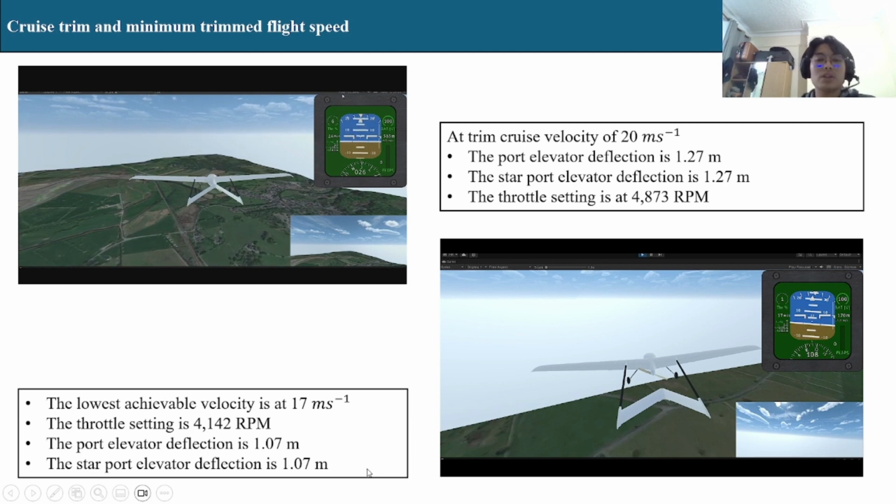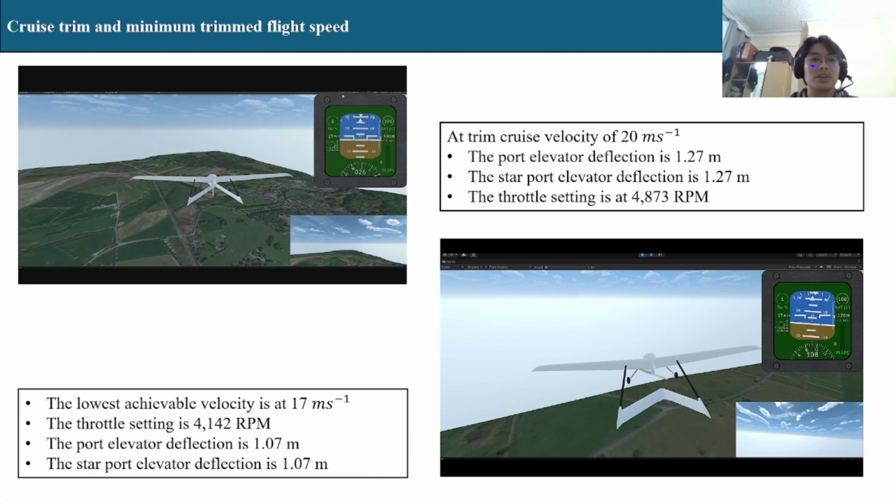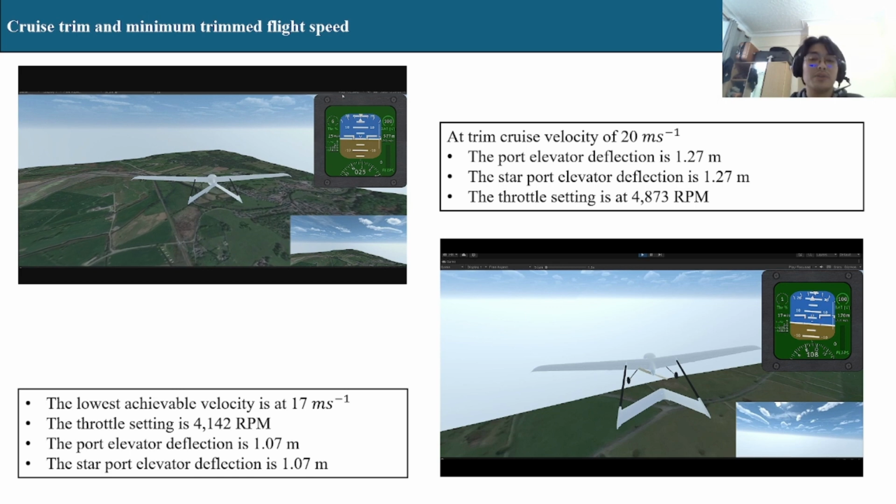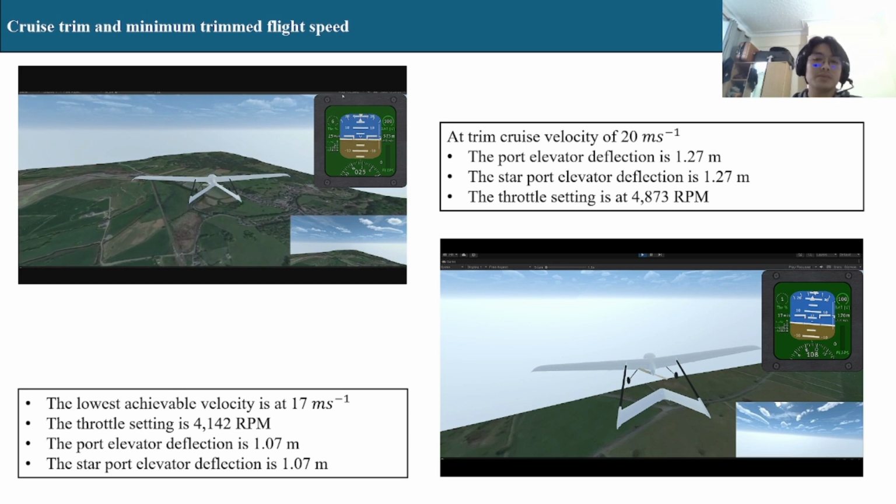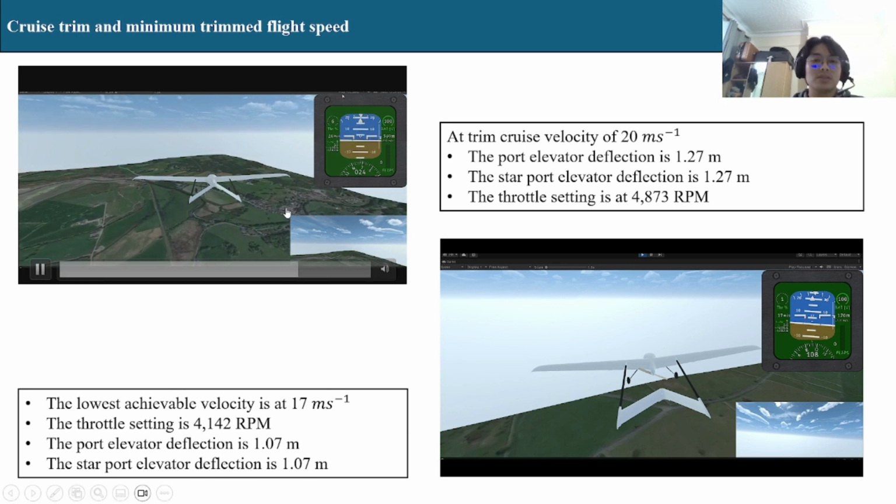So the third video is the cruise trim at a velocity of 20 meter per second. The port elevator deflection obtained is 1.27, while the starboard elevator deflection is 1.27. The throttle setting is at 4,873 RPM.